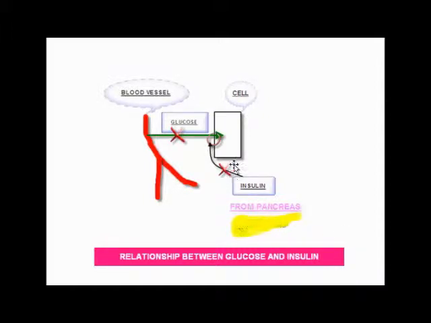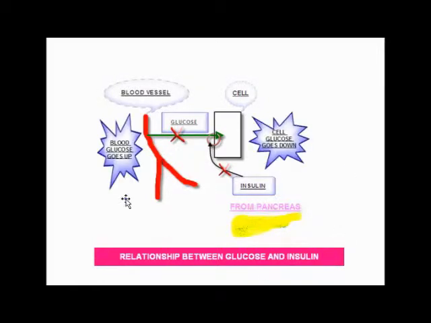In conditions where there is no or less insulin than required, as shown here, the glucose cannot enter the cell and stays in the blood vessel. As a result, the blood glucose goes up as shown here, and the glucose in the cell goes down, and these two cause various symptoms of diabetes. So this is a very important diagram.